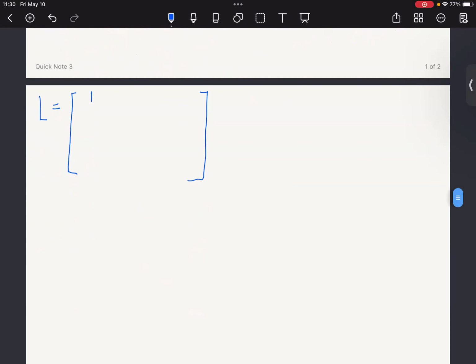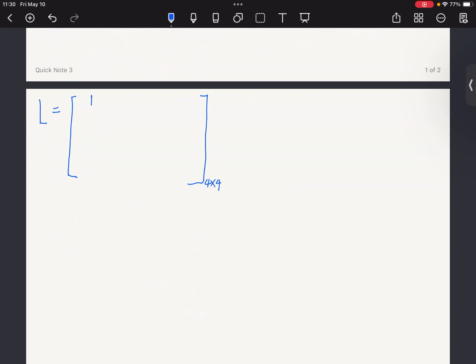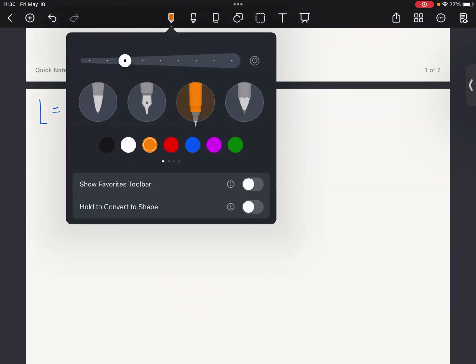So what I'm going to do is create the L first. L is designed to record the information throughout the Gaussian elimination procedure. I'm going to create the L matrix first, because this is a 4x4 matrix, so this is also a 4x4 matrix. On the diagonal, they are 1, 1, 1. And then I'm going to fill out the following things here.